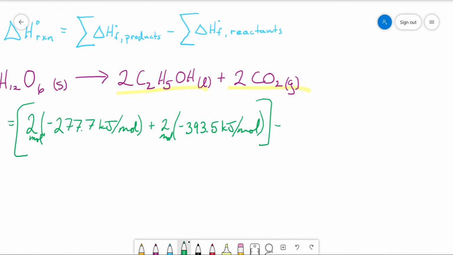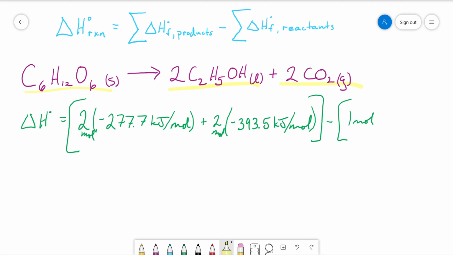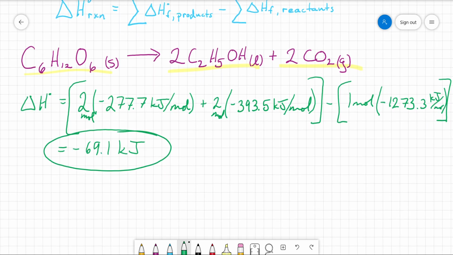minus 1 mole, we're doing the glucose now, 1 mole of glucose, and its delta H naught of formation is negative 1273.3 kilojoules per mole. Okay, add that all up, and that is just negative 69.1 kilojoules, because the moles cancel. Okay, pretty straightforward. So let's just do one more example.